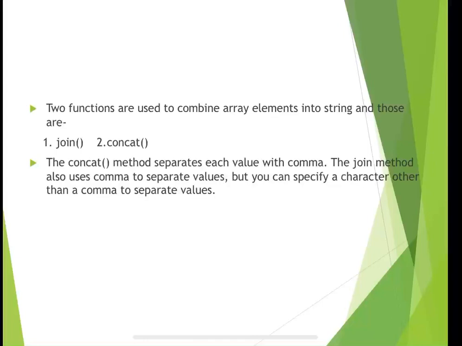The concat method by default separates each value of an array with a comma, and the join method also uses a comma to separate values. But if you want to specify any other character to separate the values, you can use any character like a space or a dot with the join method. Let us see an example of how to use join and concat for combining elements of an array.